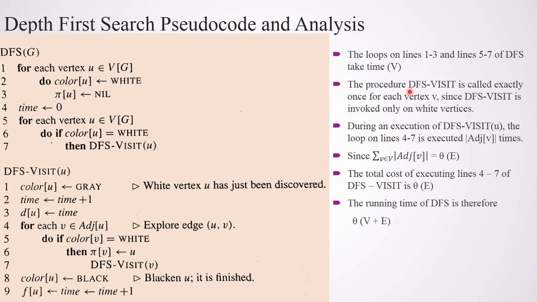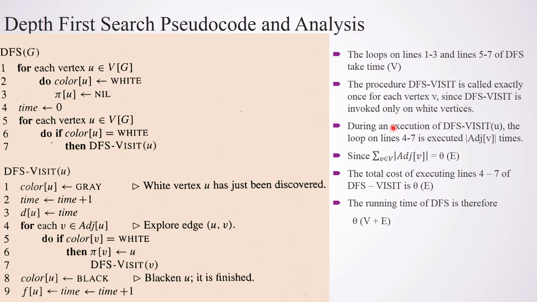The procedure DFS visit is called exactly once for each vertex, since DFS visit is invoked only on white vertices. So for a particular vertex, DFS visit of u will be called only once because it is only applied to white vertices. Here we are testing whether the color of u is white, and if so we apply DFS visit. Here also, if the color of v is white, we apply DFS visit. So we are visiting each vertex only once.